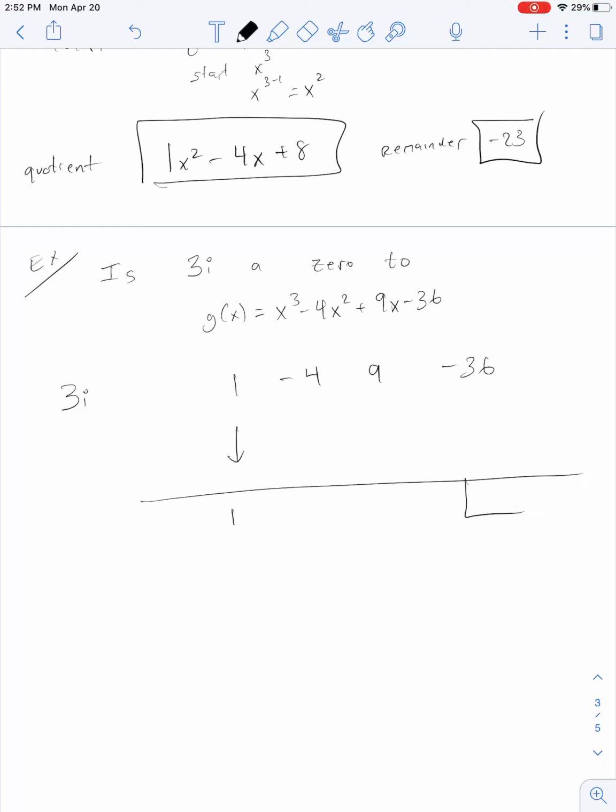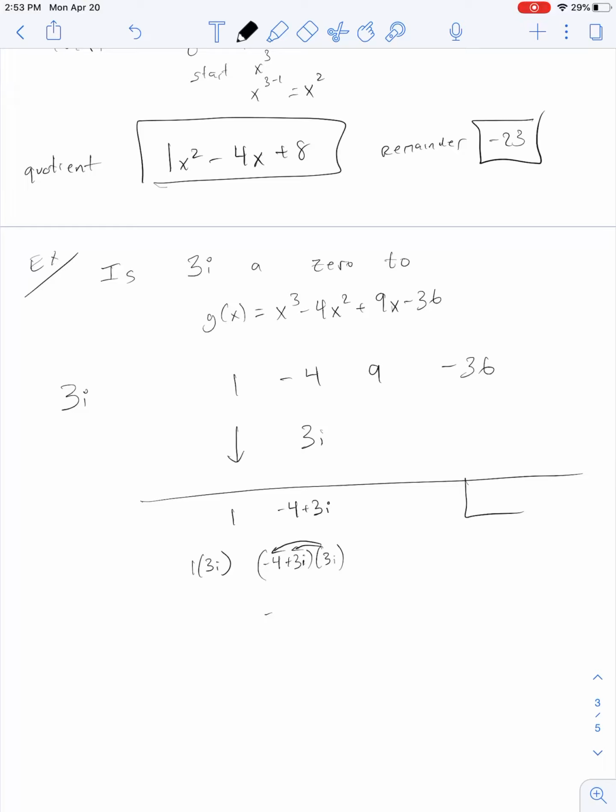We bring that 1 down. 1 times 3i is a 3i. This is just negative 4 plus 3i, all right? That's all we can do because remember we add and they're unlike, so we can't go any further. So now we do this negative 4 plus 3i. We have to multiply it by 3i, right? Which means we're distributing.